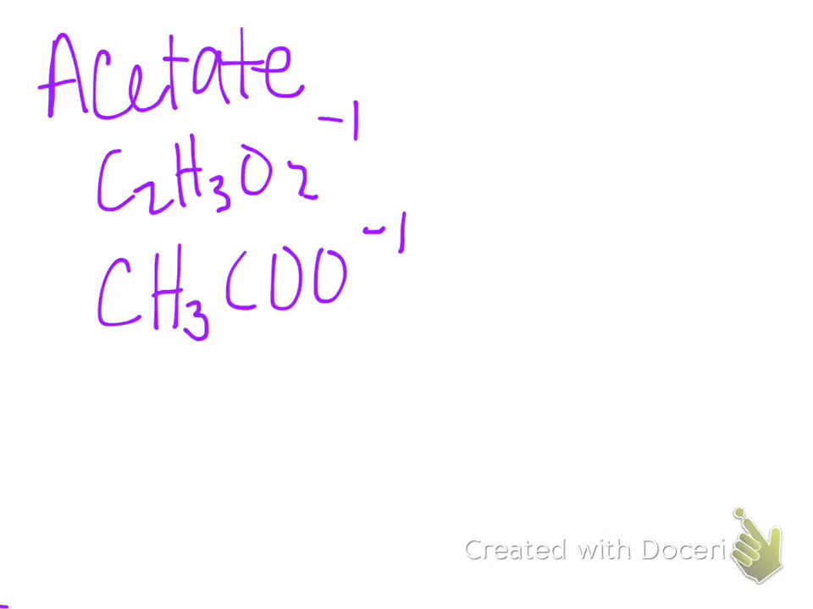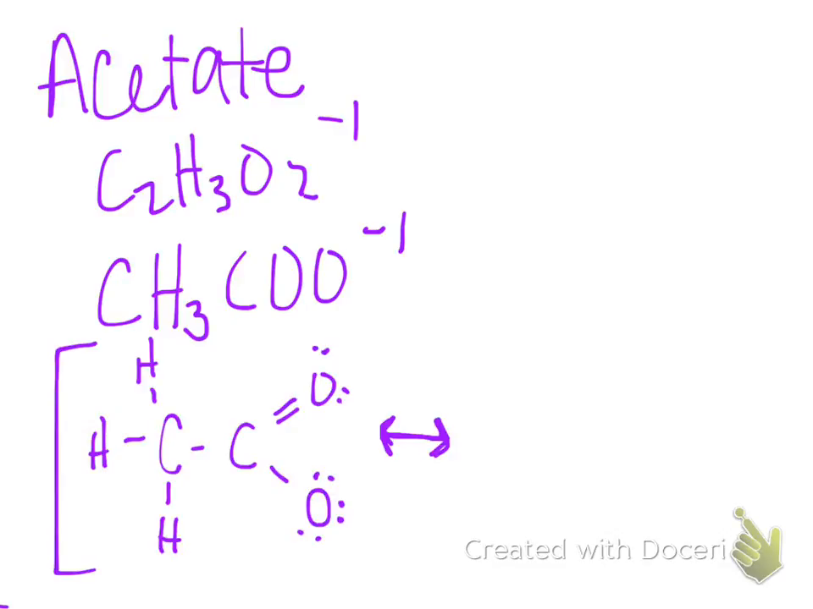Let's try that one on your own. This one will include a resonance structure. Okay, acetate should have how many total valence electrons? 24. Okay, when you added just the elements, it gave us just 23. We have a -1 charge, which means we add an electron.